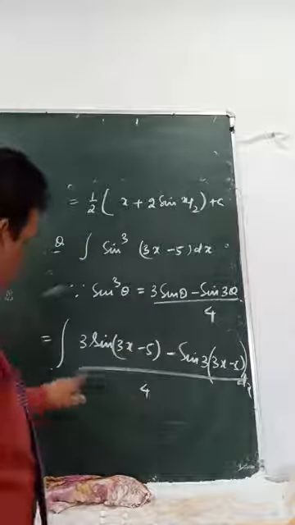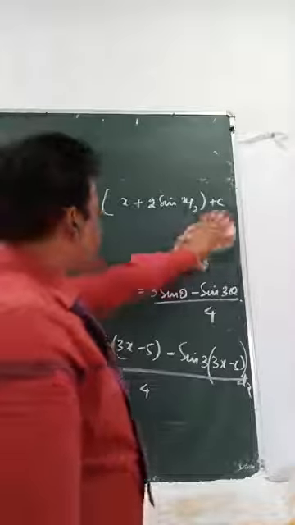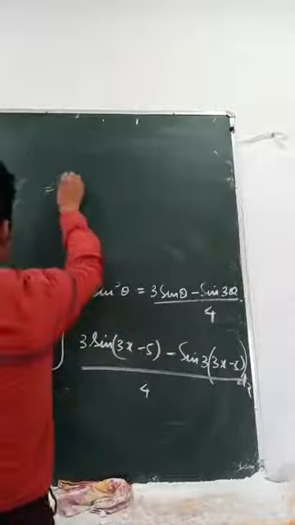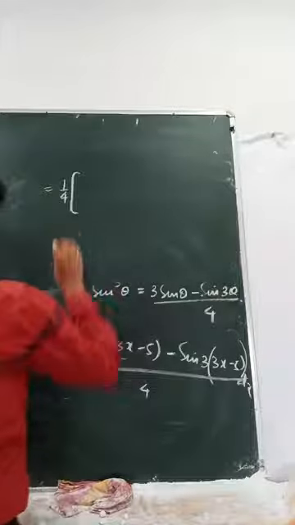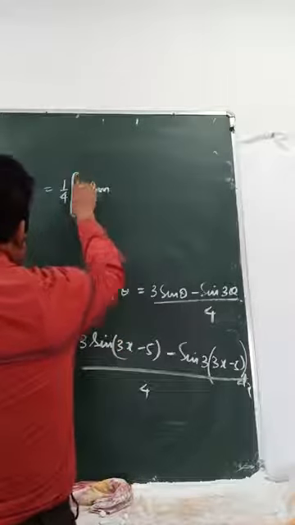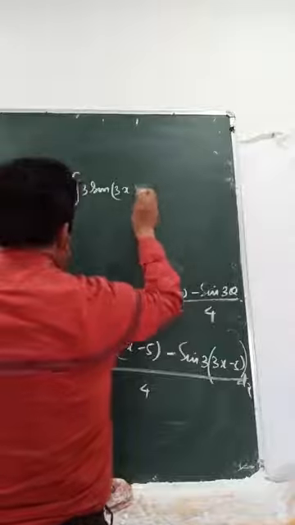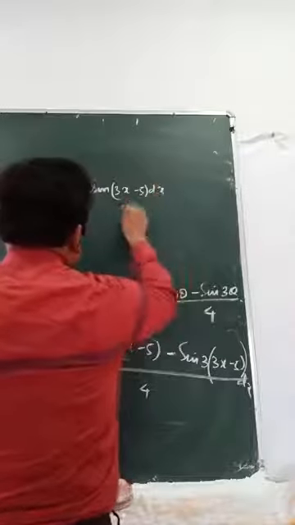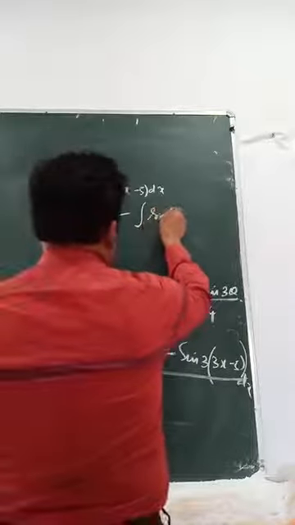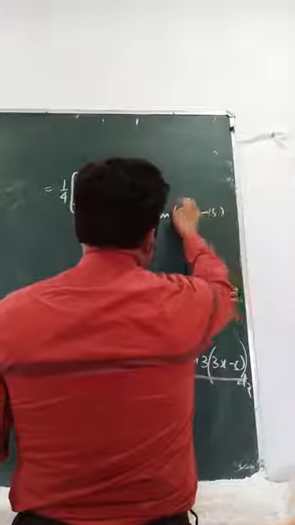So 1 by 4 you will take out. If you take out 1 by 4, then you will get 3 times the integration of sine (3x minus 5) dx minus integration of sine (9x minus 15) dx.